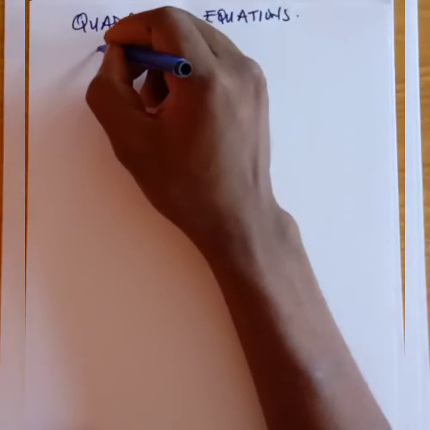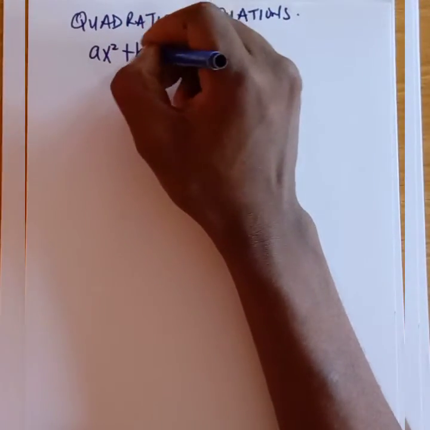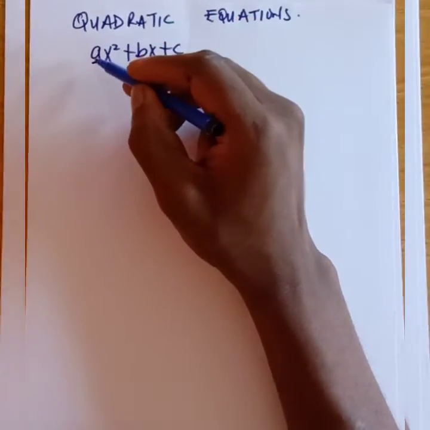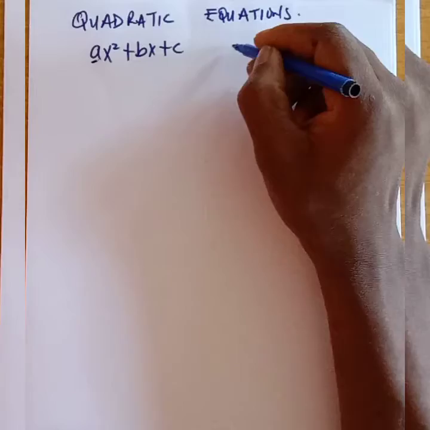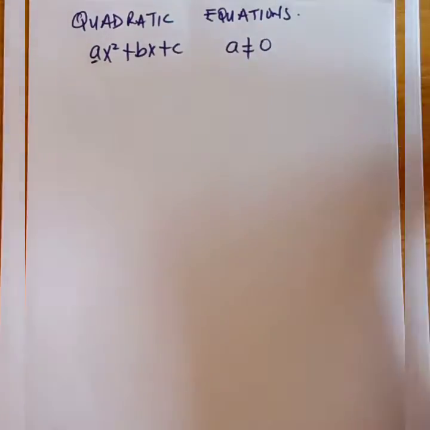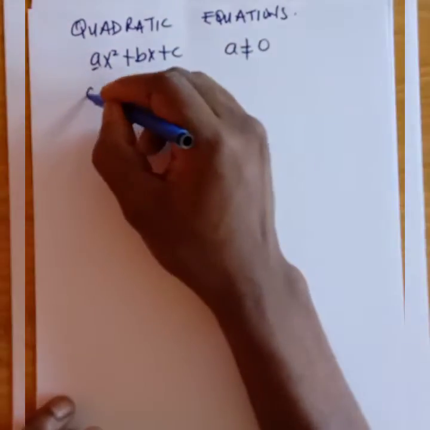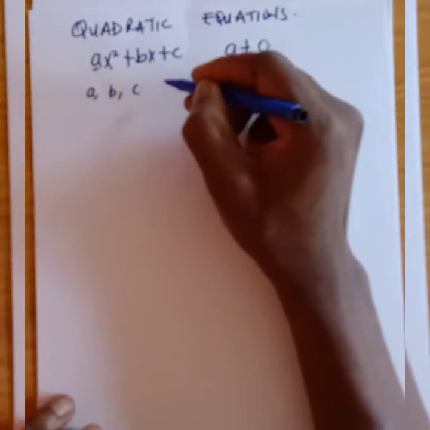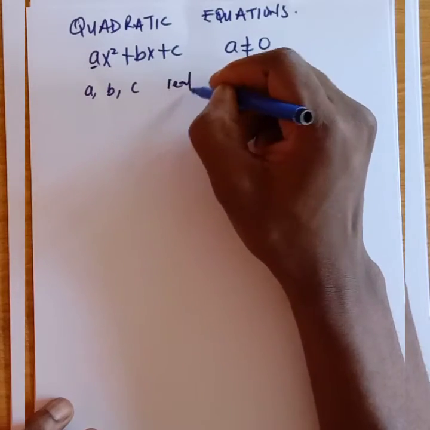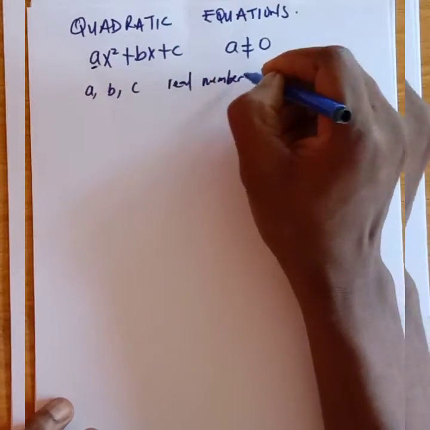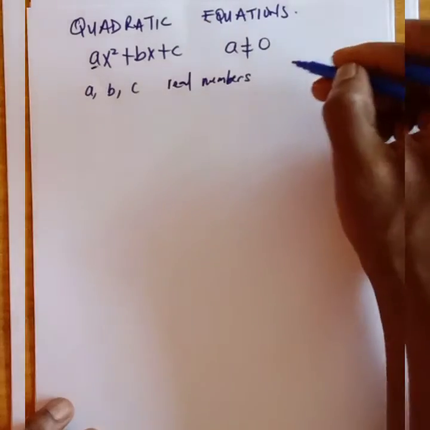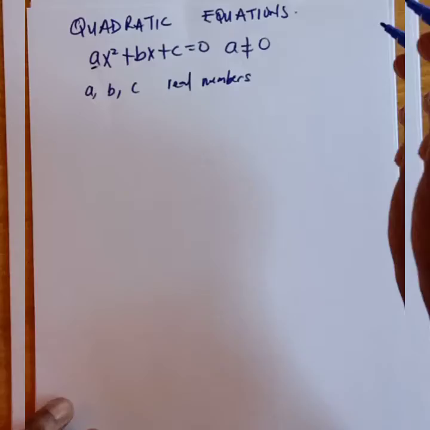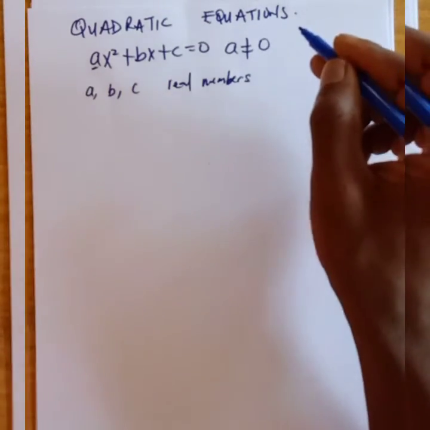They are equations of the form ax squared plus bx plus c, where the a, which represents the coefficient of the quadratic term, is not equal to 0. And a is a coefficient. A, b, and c are real numbers, meaning that they could be fractions, they could be integers, they could be anything. So this is equal to 0 for a quadratic equation.